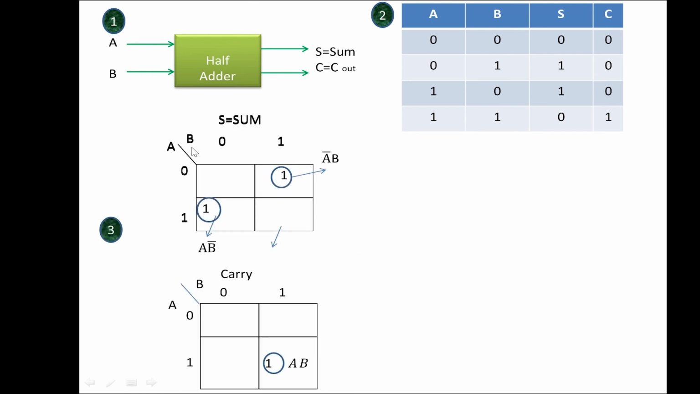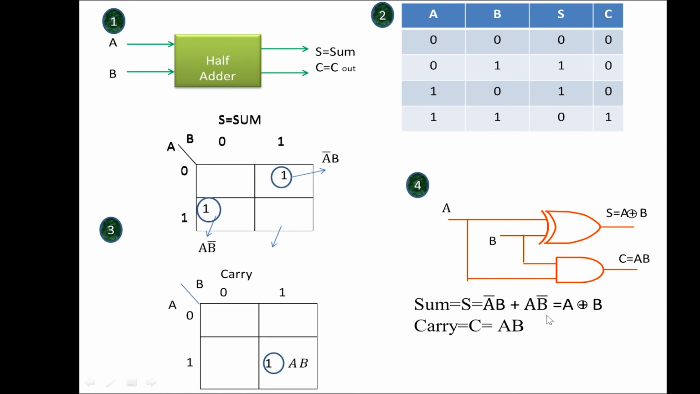Next, we write the minimized Boolean expression by using the K-map. For each output we have to write the Boolean expression, that is, for sum and carry out. Here we get A bar B plus A B bar for sum, and for carry A B. A bar B plus A B bar equals A exclusive OR B, and carry equals A B, that is the AND gate. Then we draw the circuit diagram for the half adder by using this exclusive OR gate and AND gate.